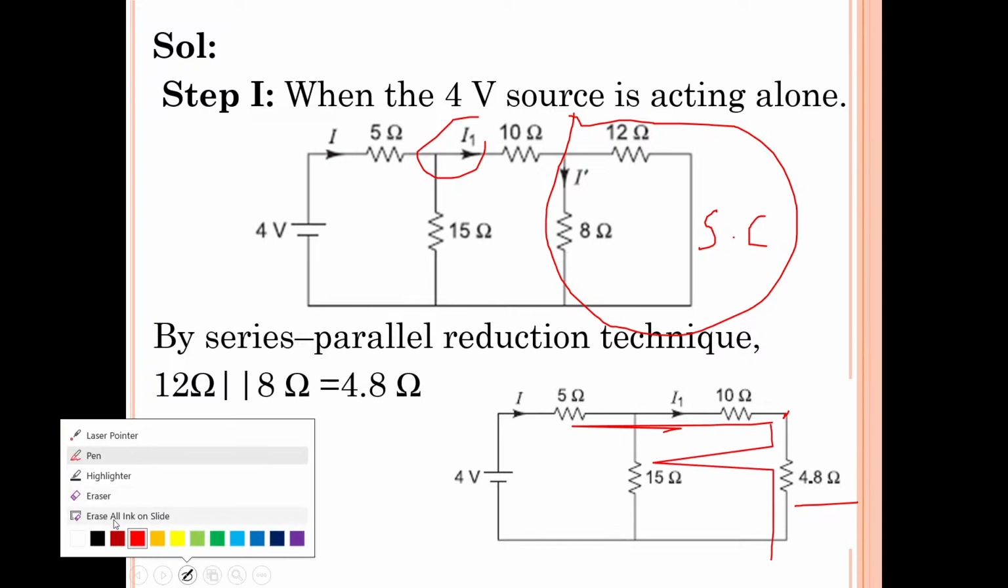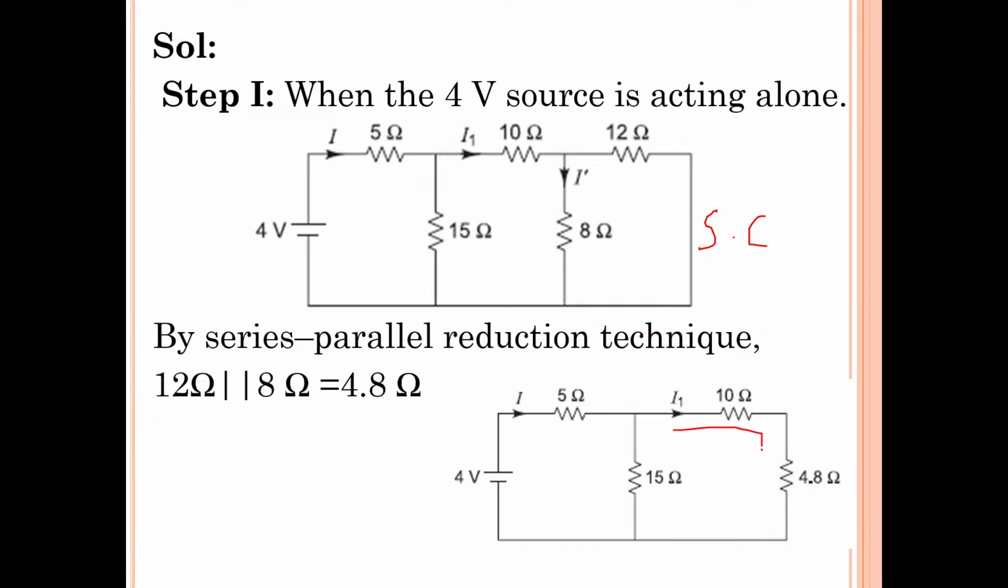I will just once again erase all links and see, I1 current flows through 10 ohms and its direction is changed. But same current will flow through 4.8 ohms. So current is not dividing here. Since same current is flowing through 4.8 ohms and 10 ohms, I can say 10 ohms and 4.8 ohms are connected in series. In series connection, current will not divide. In parallel connection, current divides.